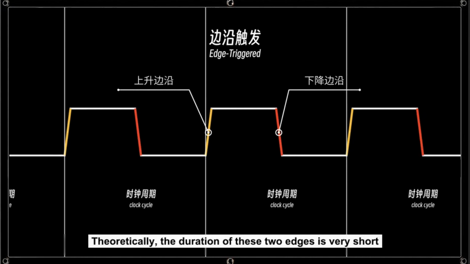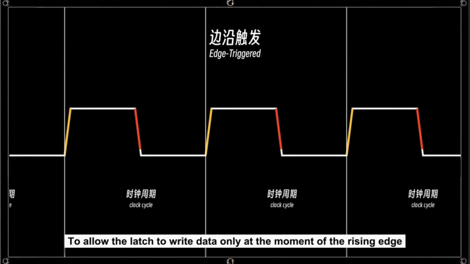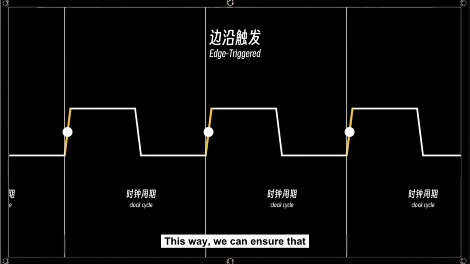Theoretically, the duration of these two edges is very short. It can be considered as completed instantaneously. Therefore, we can further modify the D latch to allow the latch to write data only at the moment of the rising edge. This way, we can ensure that, within one clock cycle, the latch allows only one data write. So how should we modify it?